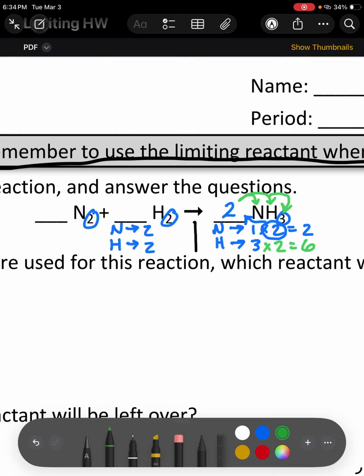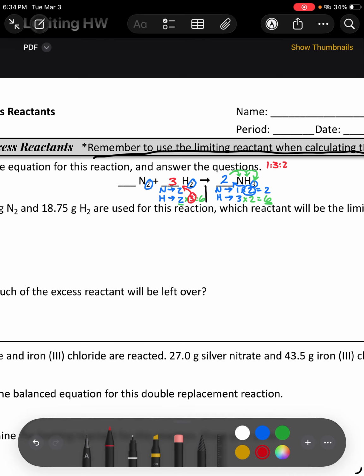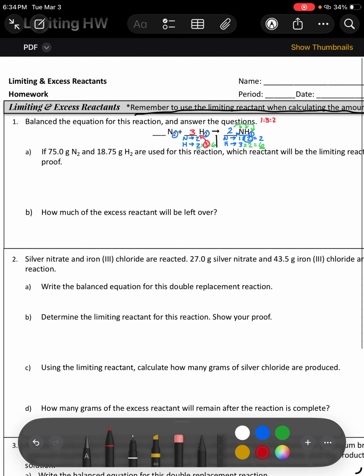Are our nitrogens now balanced? Yes. Now, let's balance the hydrogen on the left side. Currently, we have 2, but we want 6. What do we have to multiply 2 by to equal 6? We'll have to multiply by 3. What does that 3 represent? Our coefficient. So our coefficients are in order 1, 3, 2. Okay, let's look at our question.